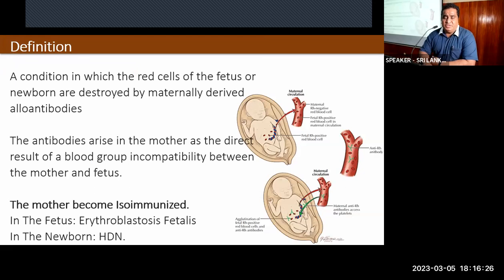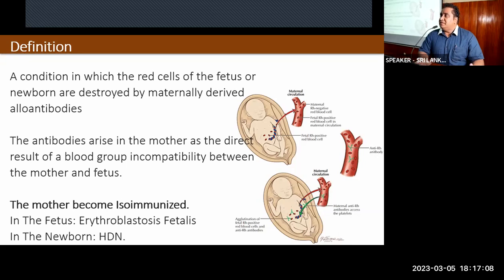This is a condition in which red cells of the fetus or the newborn after birth are destroyed by maternally derived alloantibodies. The antibodies arise in the mother as a direct result of blood group incompatibility between mother and fetus. So what I mean is blood group, it could be ABO, it could be Rh, it could be Kell, it could be Duffy, anything, right? All this together leads to immune red cell destruction.